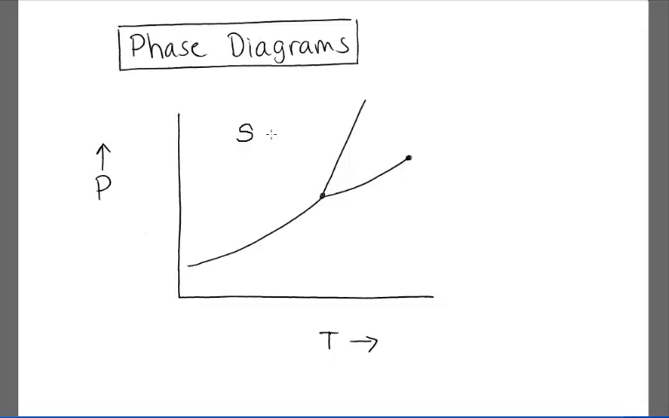We have the solid phase at this portion of the graph, and it's separated by a kind of Y-shaped structure. And the liquid phase goes here, and the gas phase is in this region.